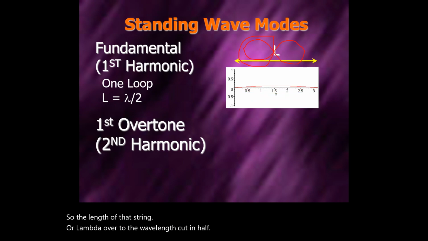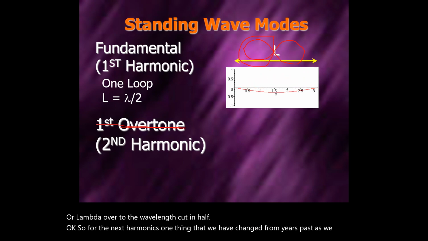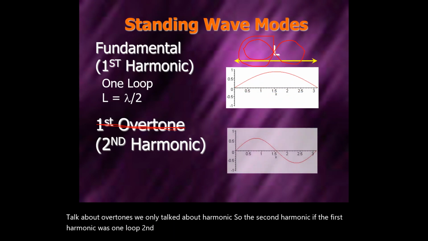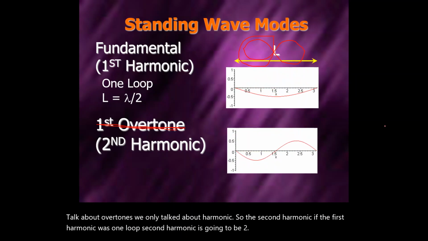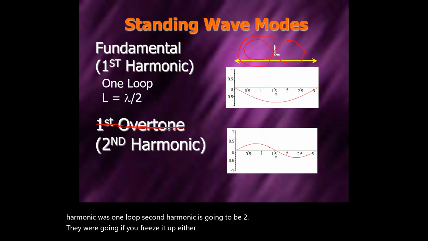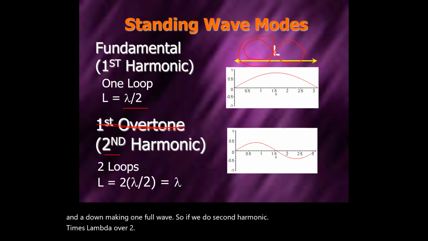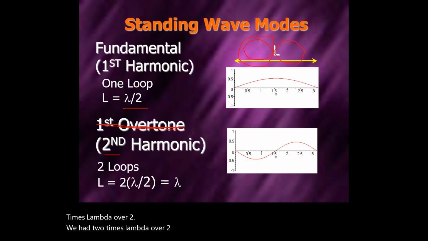Okay, so for the next harmonics, one thing that we have changed from years past is we no longer talk about overtones. We only talk about harmonics. So the second harmonic, if the first harmonic was one loop, second harmonic is going to be 2. There we go. And if you freeze it at either the top or the bottom, you see we have both an up and a down, making one full wave. So if we do second harmonic times lambda over 2, we get 2 times lambda over 2, which cancels out to being just lambda, or one full wave.